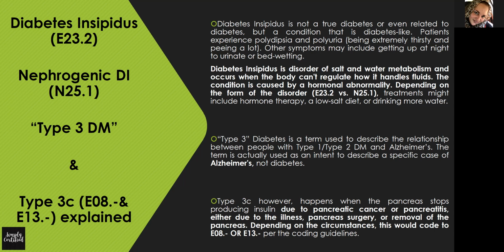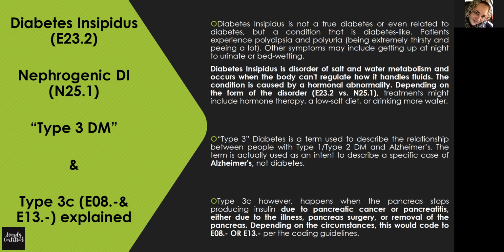So if it's caused by your kidneys, it's called nephrogenic diabetes insipidus, and the code for that is N25.1. If it is not caused by your kidneys, it's just regular old diabetes insipidus, and it goes into the endocrine chapter, E23.2.